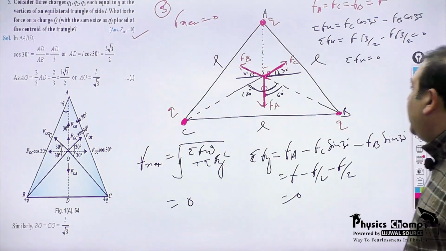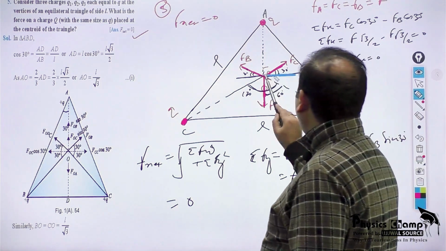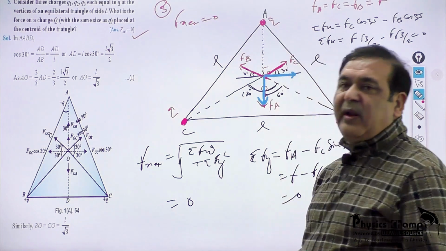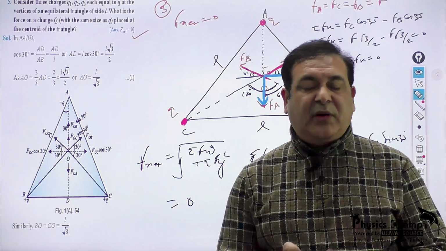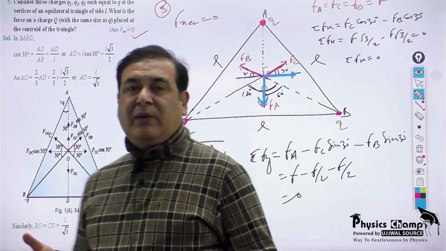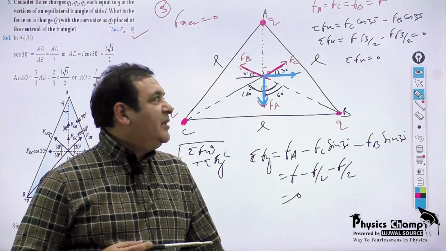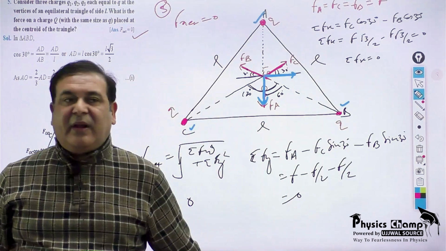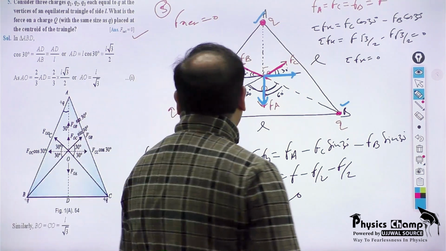So at the centroid, if we have gone for sigma Fx and sigma Fy, both were 0, so the net force at the centroid will be 0. But that was just for your practice, to give you a good idea how to calculate in case of a triangle. But the fact is, because there was a symmetric distribution at every vertex, the net force at the centroid will obviously be 0. So this is question number 5 for you.